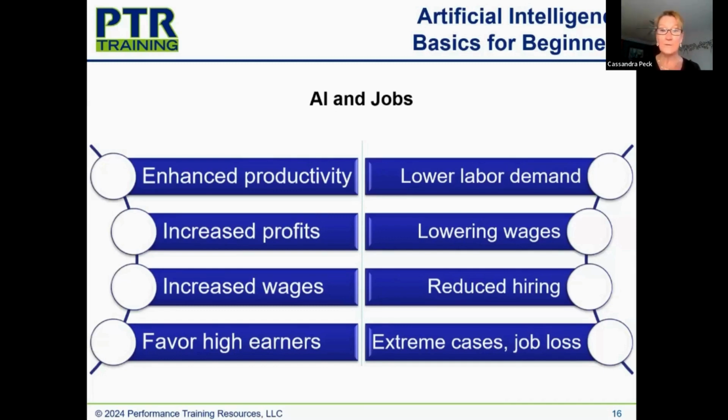The augmentation of human labor. When we think about AI technologies, augmenting human labor by automating routine tasks, enabling workers to focus on higher value activities that will require creativity, critical thinking, empathy, interpersonal skills. AI human collaboration enhances productivity and innovation in the workplace.